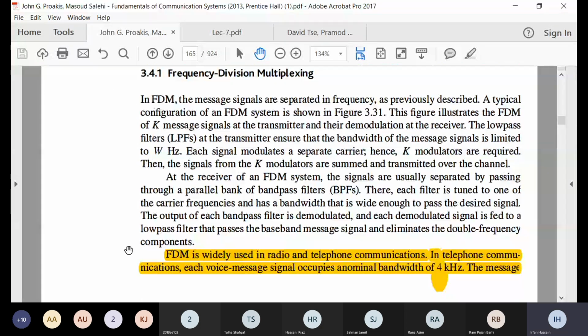So you can also see here, each signal first of all modulates a separate carrier. If anyone has any question, you can ask. And then at the receiver, we have these band pass filters. Only the desired signal comes out, then it is recovered by a demodulator, and so on.